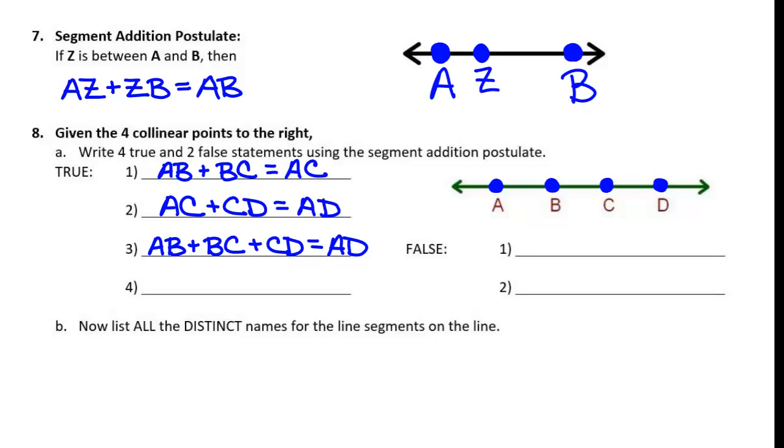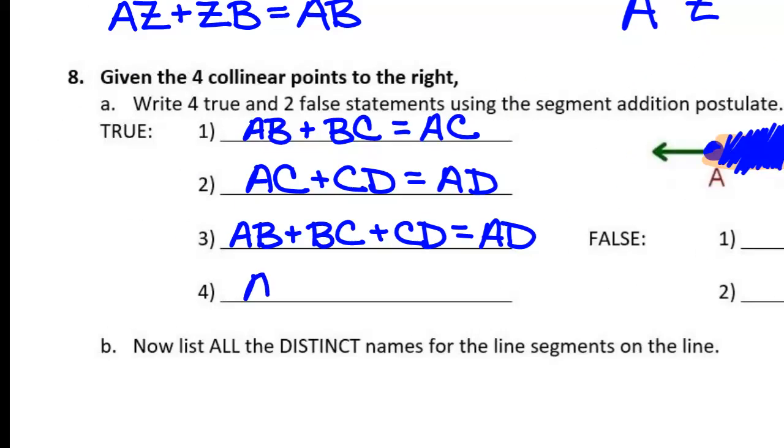What about if I had segment AD? So I have this whole thing right here, and I decide to subtract out AB. What would I be left with? BD, yes. AD, the big segment, minus the part that's at the front, AB, is going to leave me with BD.